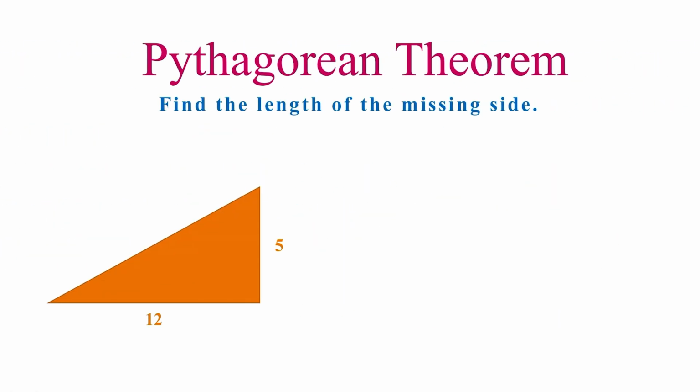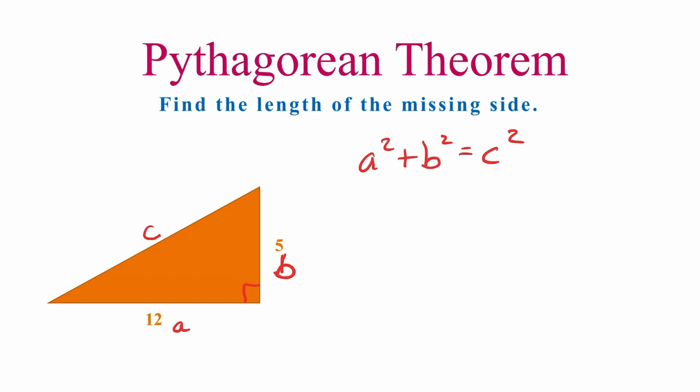We have a triangle. This side's 12, this side's 5. So we need to label the parts. We know that this is the longest side over here, so it has to be C, which makes this the right angle. That means we have A and B over here. So you need to figure out which ones are A, B, and C. On this one, C is missing, so we're going to write a squared plus b squared equals c squared, and we're going to memorize that.